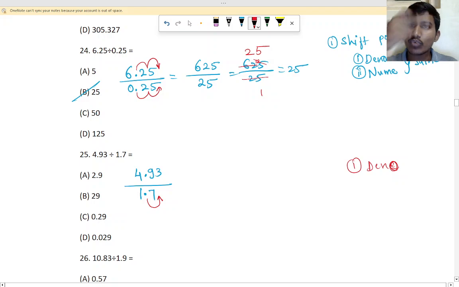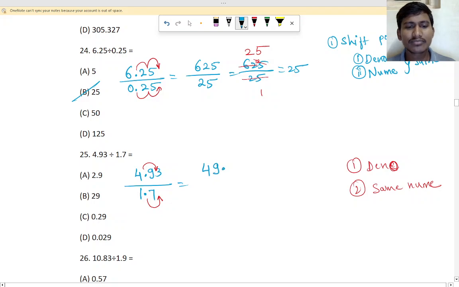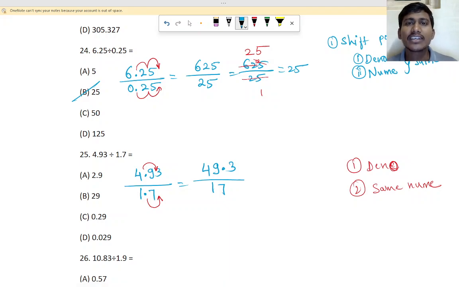If you shift in the denominator, one point will shift. The same we have to shift in the numerator also, right? Same means only one time we have to shift. How many times we have to shift in the numerator now? Only one time. So what will be the answer now? 44.93 divided by 17. So in the denominator there should be no point. It will be easy to divide.